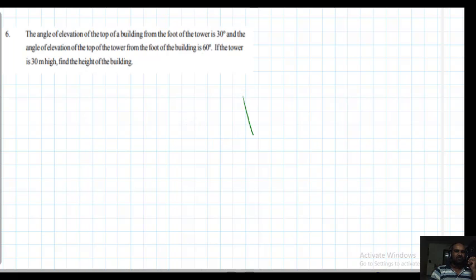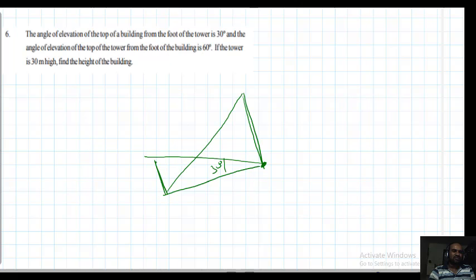Observe, a tower and a building, two are there here. This is the building, this is the tower. The angle of elevation of the top of the building from the foot of the tower, this is the foot of the tower, top of the building, this angle is given as 30 degrees. Next, the angle of elevation of the top of the tower from the foot of the building is given as 60. If the tower is 30 meters high, then find the height of the building, h. It is not a big problem, an easy problem only.